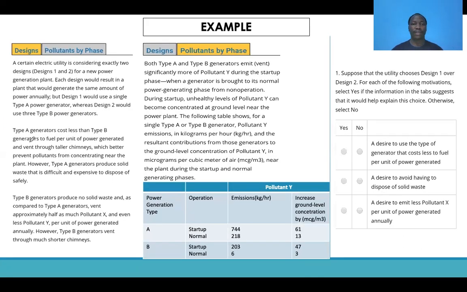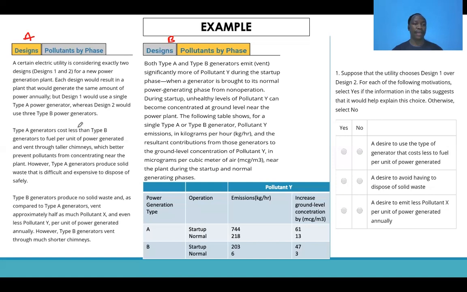So let's look at a practical example. This is how most multi-source reasoning questions look. You can pause the video for 2 minutes to go through the information in the 2 tabs. This is tab A and this is tab B, right? Go through these 2 tabs, then play the video when you're done. So tab A is about designs, and tab B is about pollutants by phase.